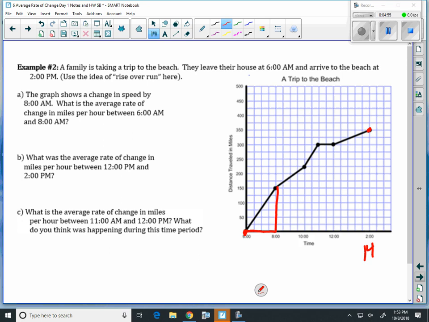Okay, because here we can't just count boxes. Why can't we just count boxes? Because if we count the boxes, that would be 1, 2, 3, 4, 5, 6. That would be 6, right? Not going to work. But how much does it go up? Look at your y-axis. 150. Okay? It goes up 150. Okay? And it goes over how many? From 6 o'clock to 8 o'clock. 2 hours. Okay? So you really have to keep your scale in mind there. Okay, so our rise over run is 150 over 2.